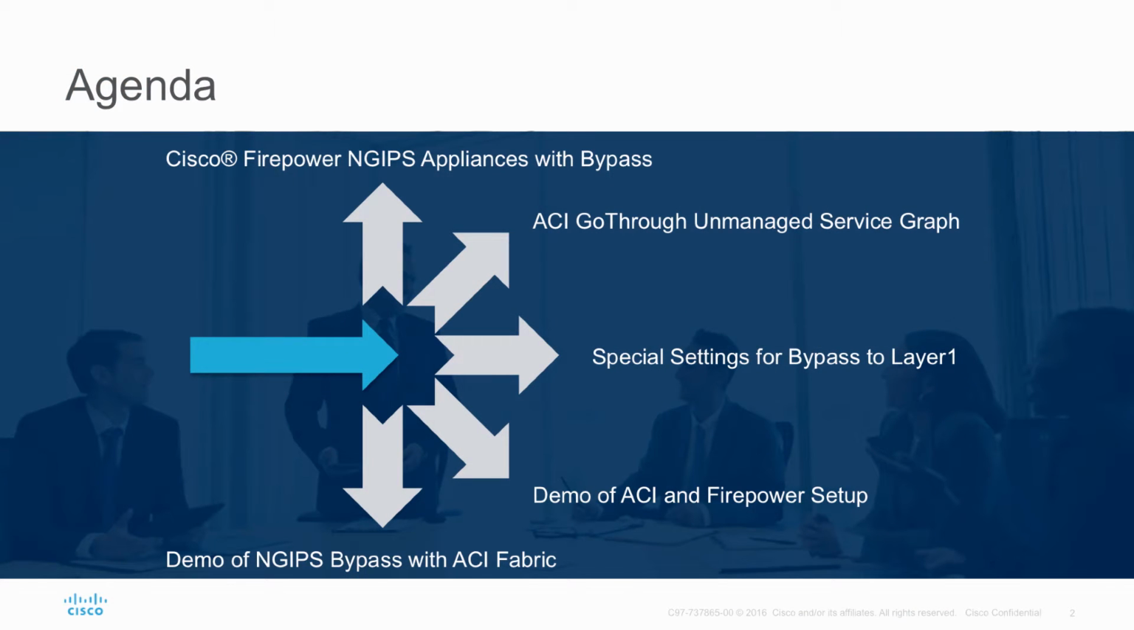Quick agenda, we're going to discuss bypass capable NGIPS appliances. Then we'll go over the ACI go-through unmanaged service graph and some special settings that you need for it to enable bypass to layer 1. Then we're going to switch to a demo of configuring that service graph in ACI Fabric and going over the Firepower setup. And we'll conclude by engaging that bypass through reboot of the NGIPS sensor.